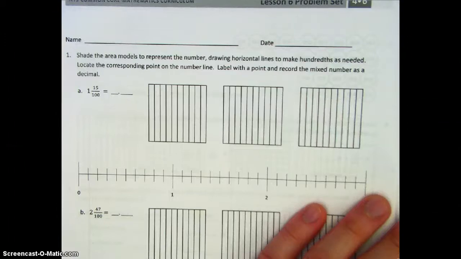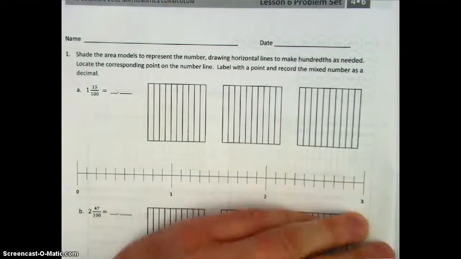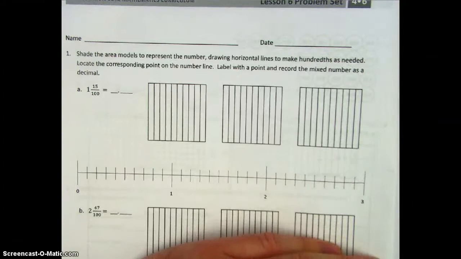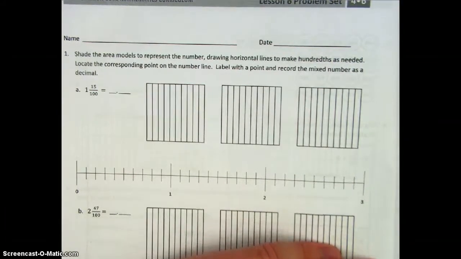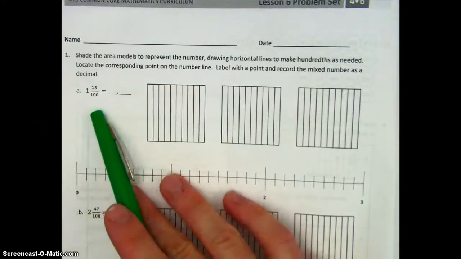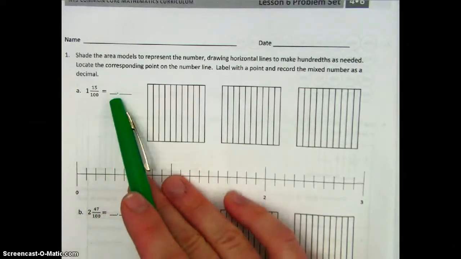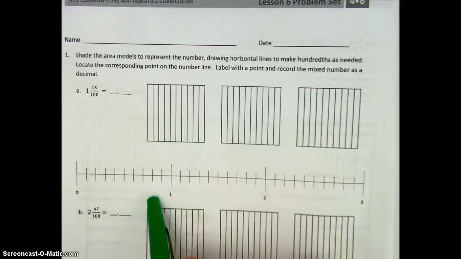Okay, today we're going to take a look at using the area model and number line to represent mixed numbers with units of ones, tenths, and hundredths in fraction and decimal form. So we're going to first start off by taking a look at a mixed number, converting it into a decimal, using the area model and the number line.